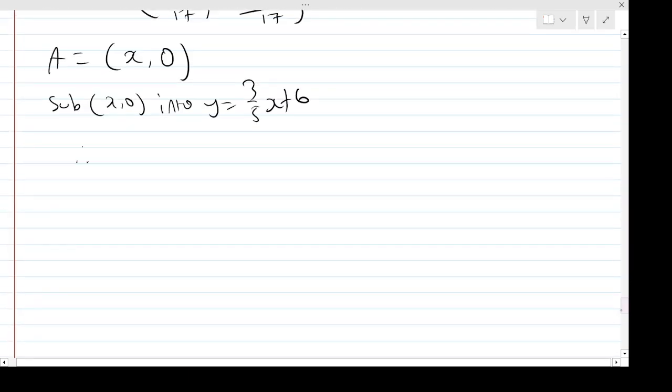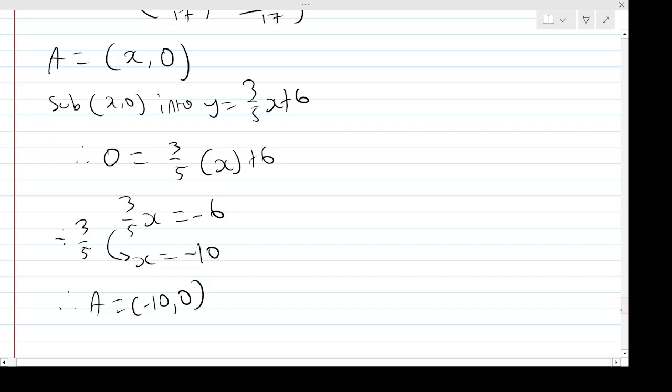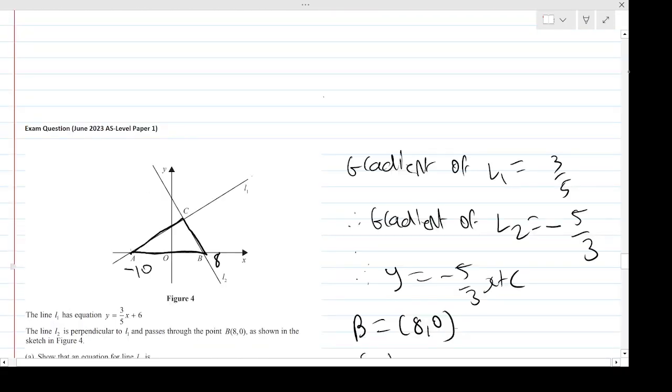Therefore, y is 0, so 0 equals 3 over 5 of x plus 6. That means 3 over 5x is minus 6, so if I divide by 3 over 5 to get x on its own, x would be minus 6 divided by 3 over 5. I then get minus 10. Cool. That means that the point A is minus 10, 0, okay? I guess I could fill that in on my graph there to help me.